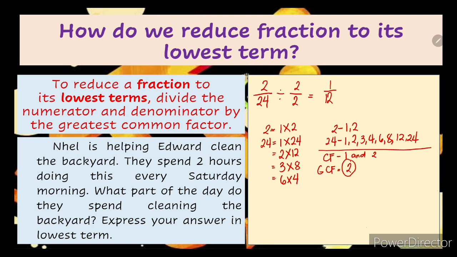Kapag in-express natin siya sa lowest term, our answer is 1 all over 12. Another example, we have 15 all over 20. So, kunin muna natin yung GCF ni 15 and 20. The factors of 15 are 1 times 15 and 3 times 5. Samantalang si 20 naman, the factors of 20 are 1 times 20, 2 times 10, and 4 times 5.